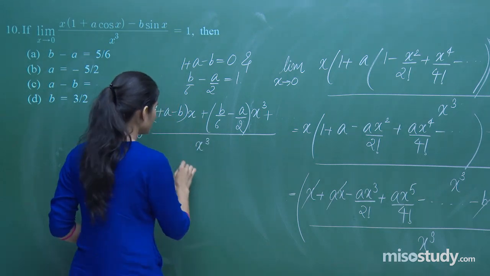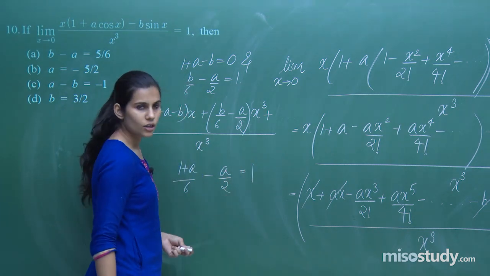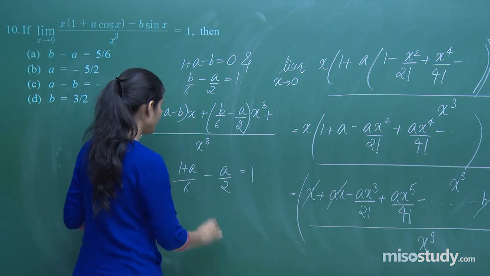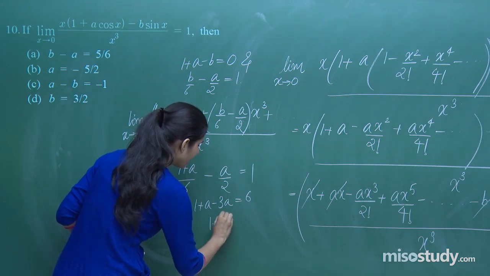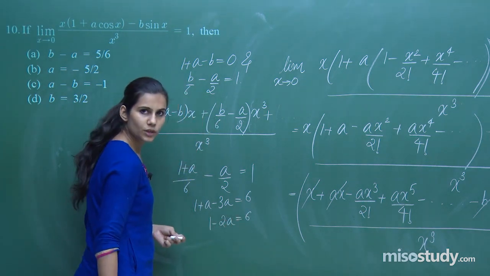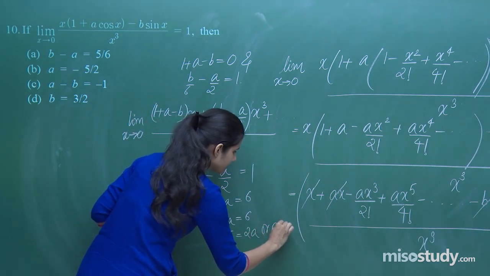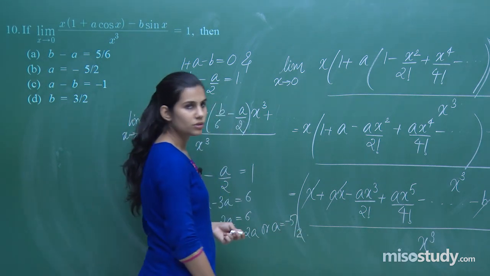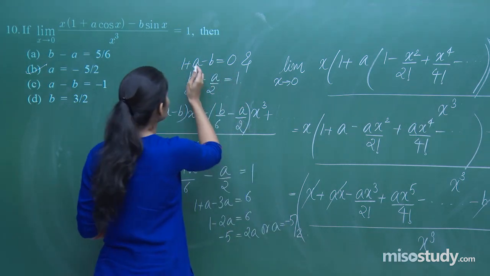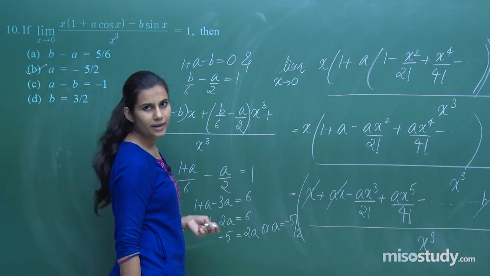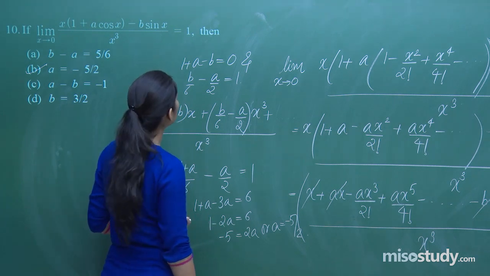If b is 1 plus a, you are getting (1 plus a) by 6 minus a by 2 equals 1, or 1 plus a minus 3a equals 6. So you are getting 1 minus 2a equals 6. So 1 minus 6, that is minus 5, equals 2a, or a is minus 5 by 2. If a is minus 5 by 2, what is b? 1 plus a is 1 minus 5 by 2, that is minus 3 by 2.